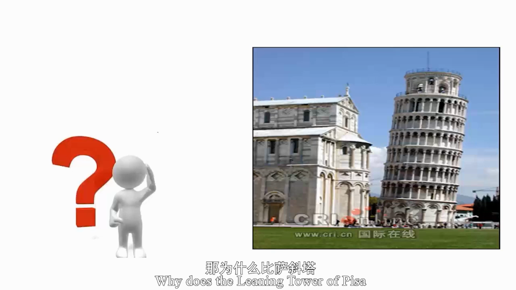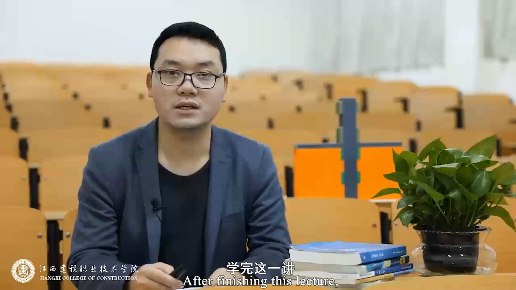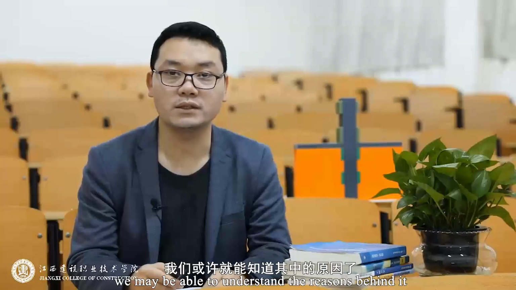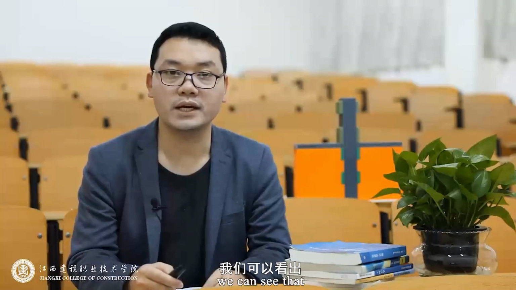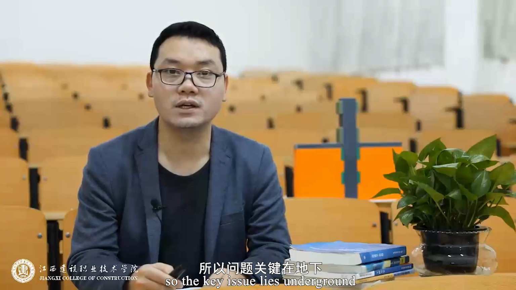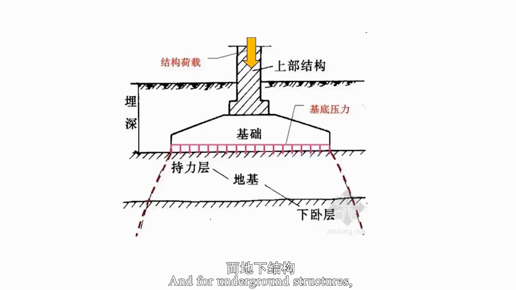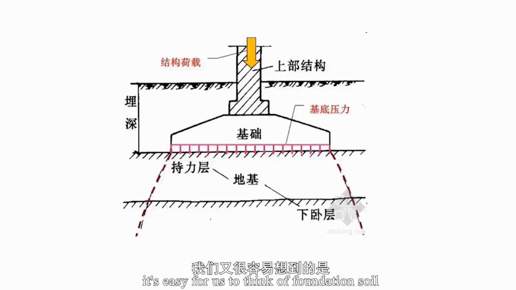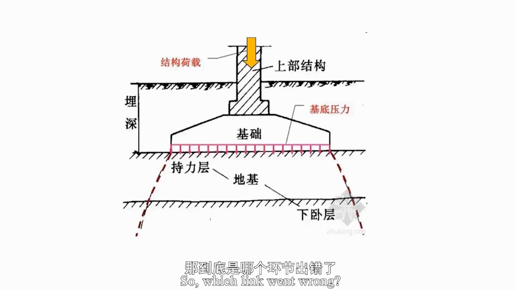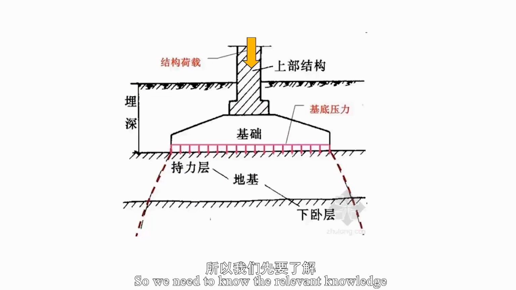Why does the Leaning Tower of Pisa tilt so much? After finishing this lecture, we may be able to understand the reasons behind it. From the above examples, we can see that the above ground part of the Leaning Tower of Pisa building is intact, so the key issue lies underground. And for underground structures, it's easy for us to think of foundation soil and building foundations. So, which link went wrong? So we need to know the relevant knowledge of foundation soil and building foundations.